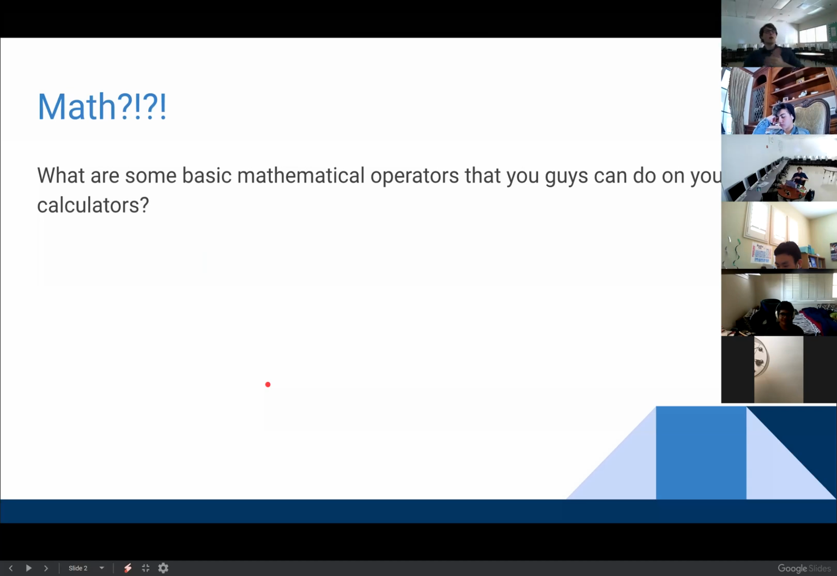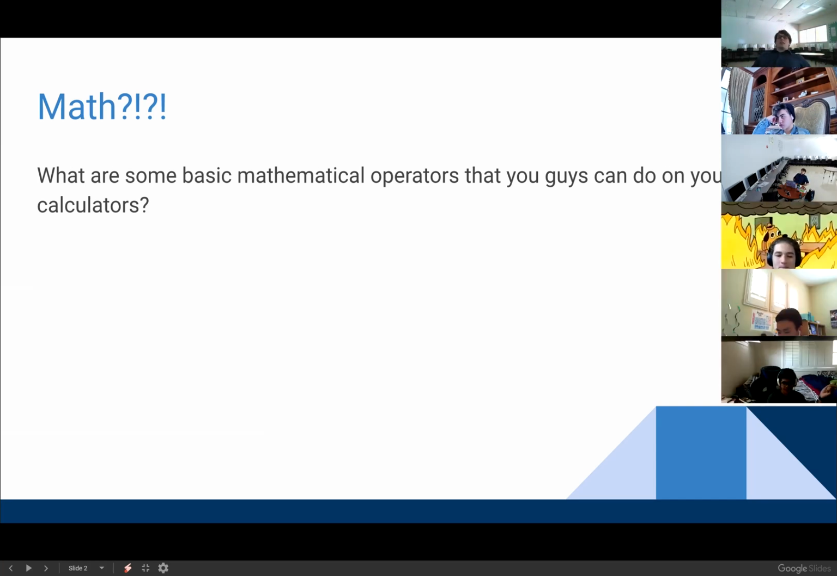So, what are some basic mathematical operators that you can do just like on a scientific calculator? What can you think of? What can you do with a very basic calculator? Addition. Subtraction. Modulus. Multiplication, division. Multiplication and division, all correct.